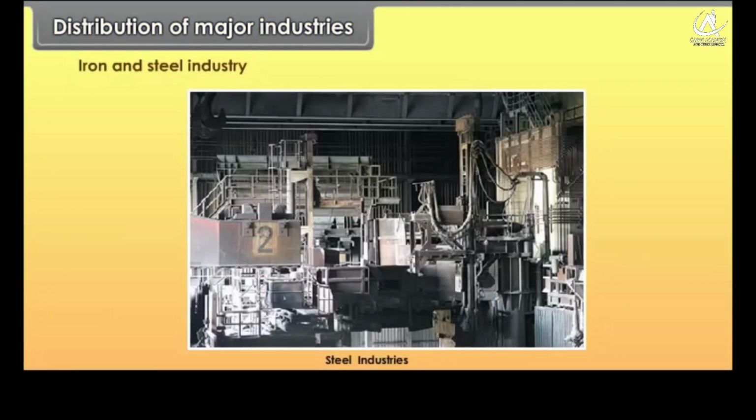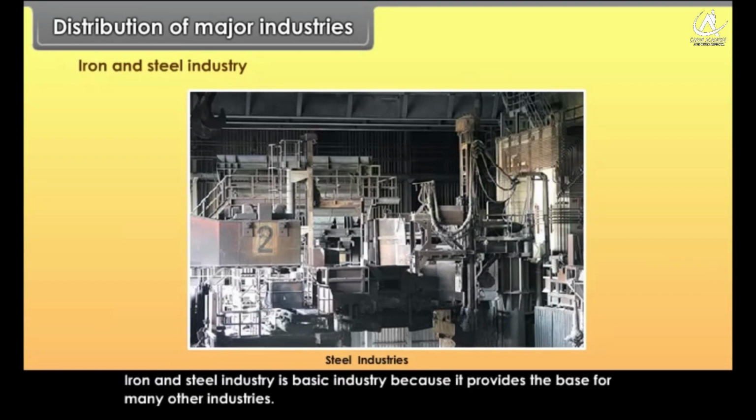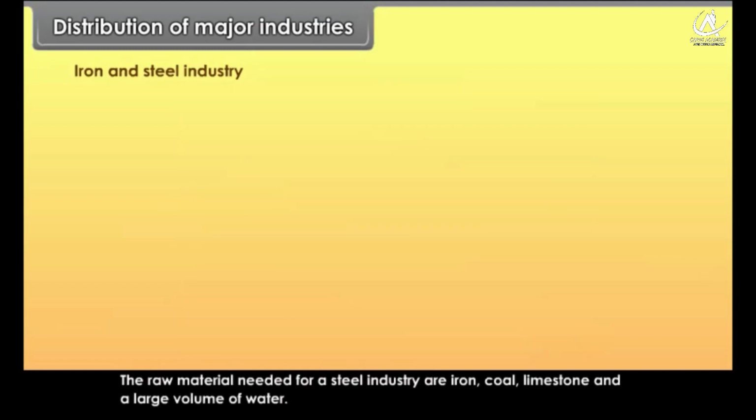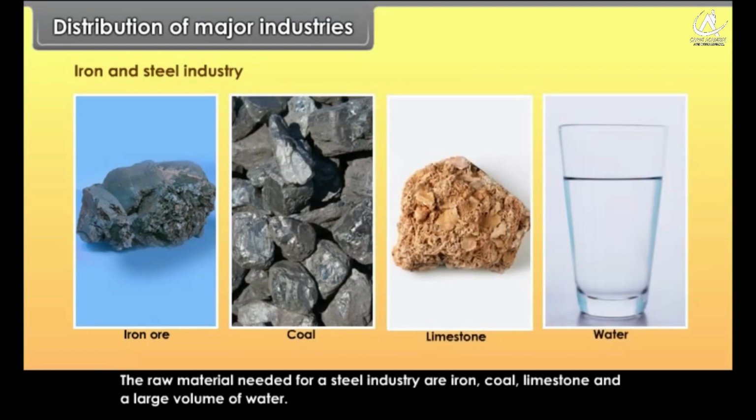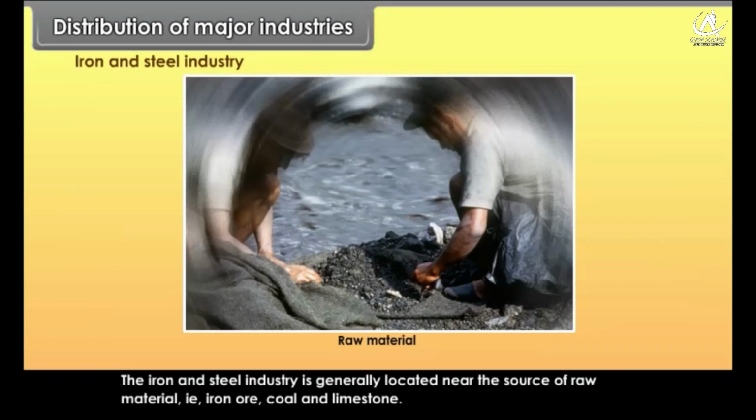Iron and steel industry. Iron and steel industry is a basic industry because it provides the base for many other industries. The machines which are necessary for other industries are made out of iron and steel. The raw materials needed for a steel industry are iron, coal, limestone and a large volume of water. The iron and steel industry is generally located near the source of raw material, that is, iron ore, coal and limestone. It also requires efficient means of transport because the raw materials and the processed goods are of heavy nature.